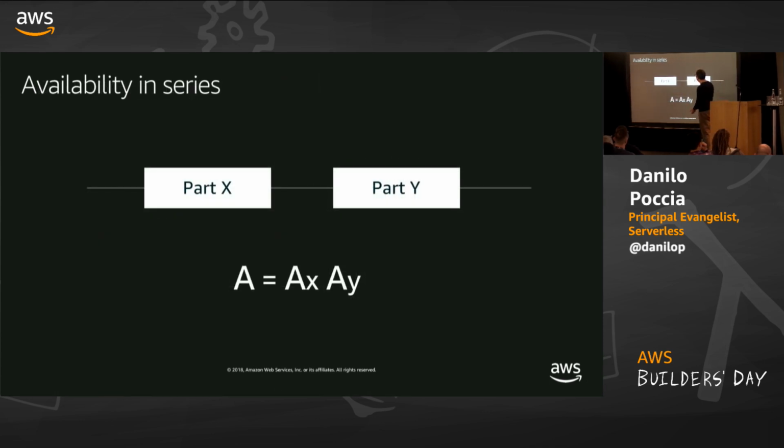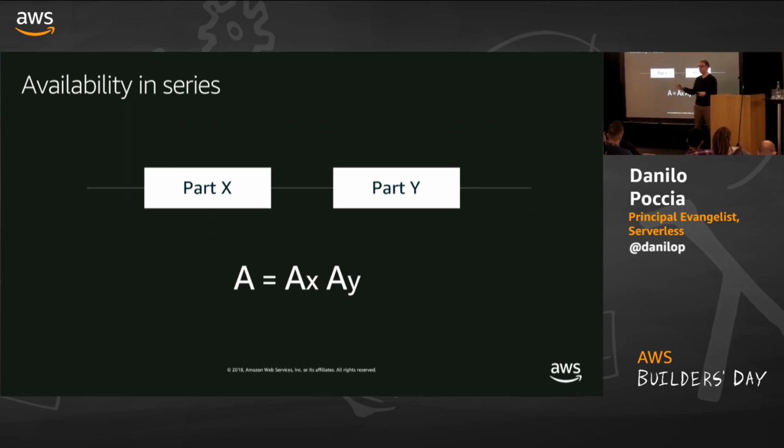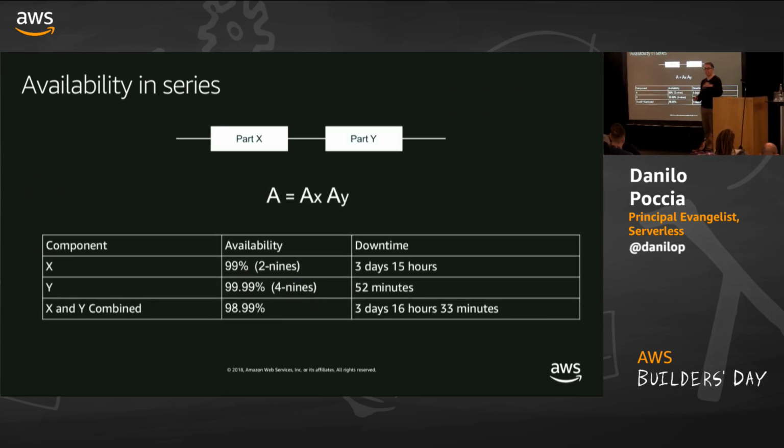Actually, if we have an architecture that has multiple components, let's imagine this is my web application server, and this is my database server. The overall availability, if I have components that are put in series, will be the product of the availability of the single component. And that usually means that my availability is going down.